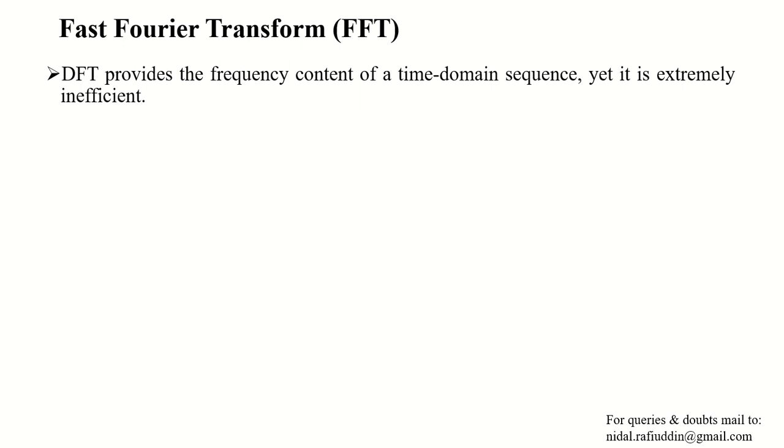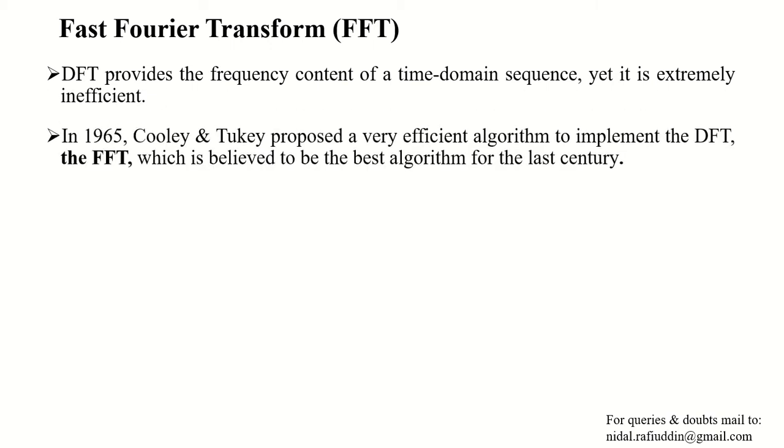Now we move on towards our next topic, that is the fast Fourier transform. So we learned that the DFT provides the frequency content of a time domain sequence, yet it is extremely inefficient. In 1965, Cooley and Tukey proposed a very efficient algorithm to implement the DFT, the FFT, which is believed to be the best algorithm of the last century.